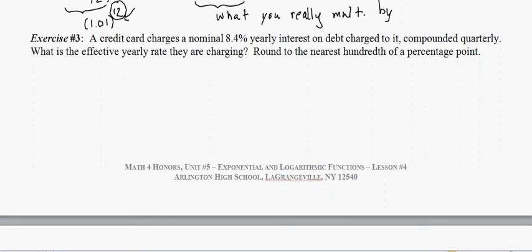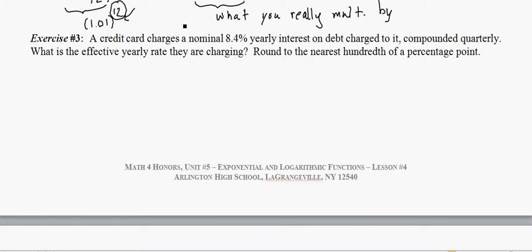Exercise 3. A credit card charges a nominal 8.4% yearly interest on debt charged to it, compounded quarterly. What is the effective yearly rate they are charging? Round your answer to the nearest hundredth of a percent point. So if you think you understand the idea now, pause the video and try to figure out what that effective yearly rate is that they're charging. Go for it.